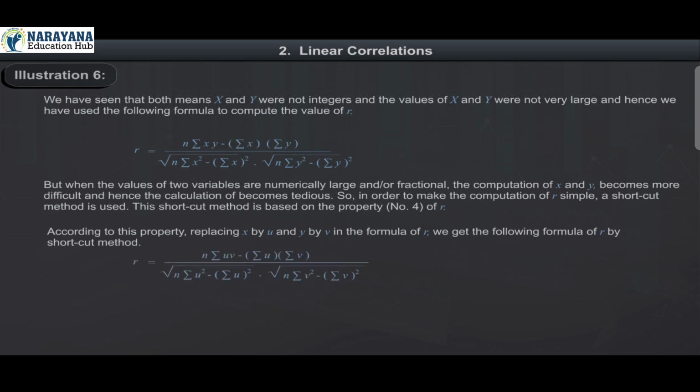r is equal to n sigma uv minus sigma u into sigma v divided by under root n sigma u square minus sigma u whole square into under root n sigma v square minus sigma v whole square.